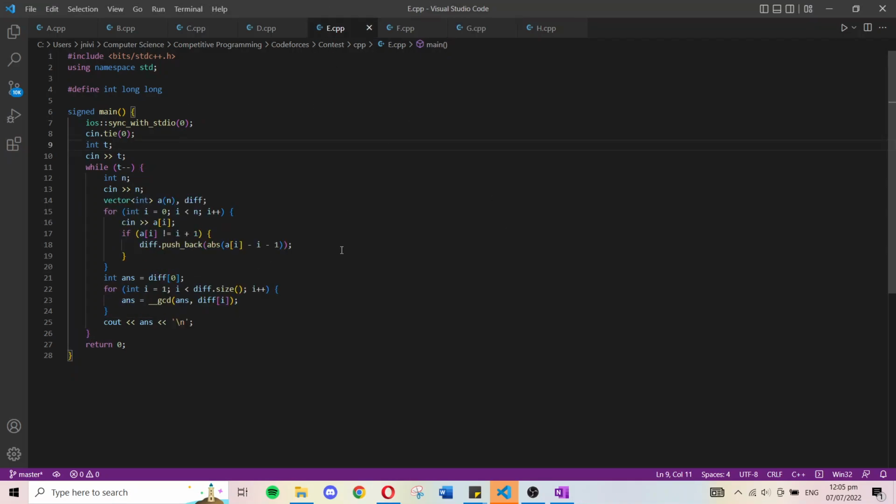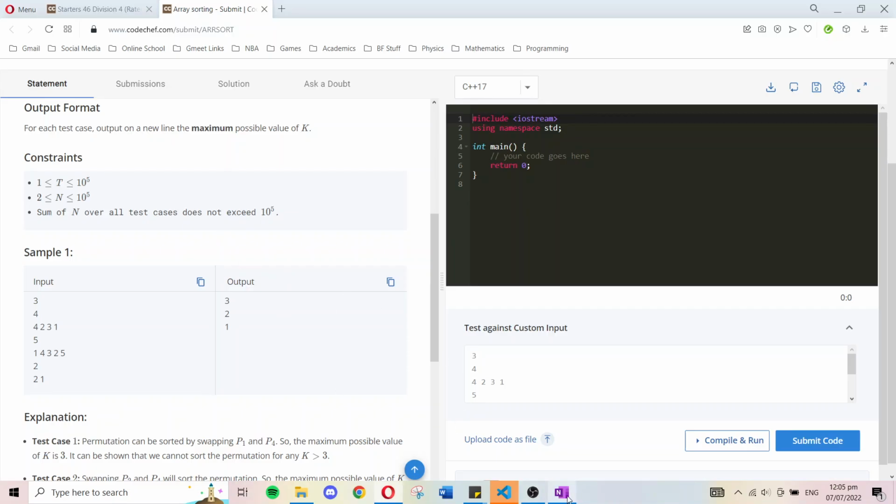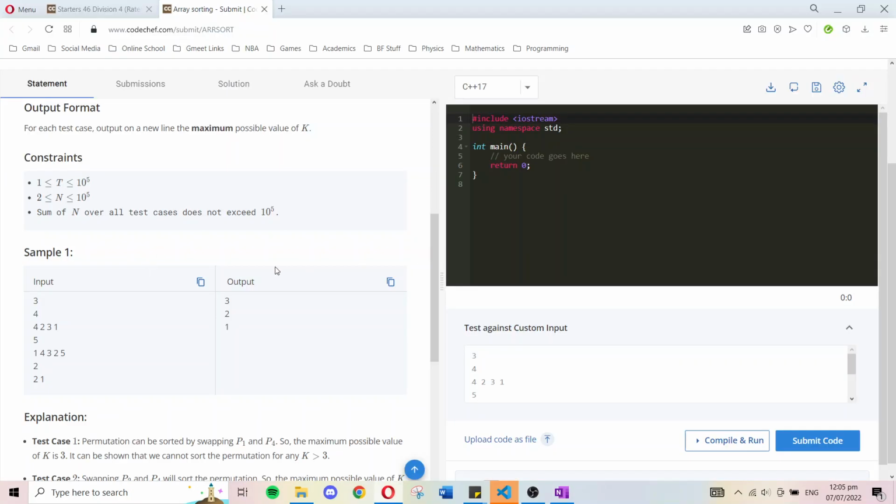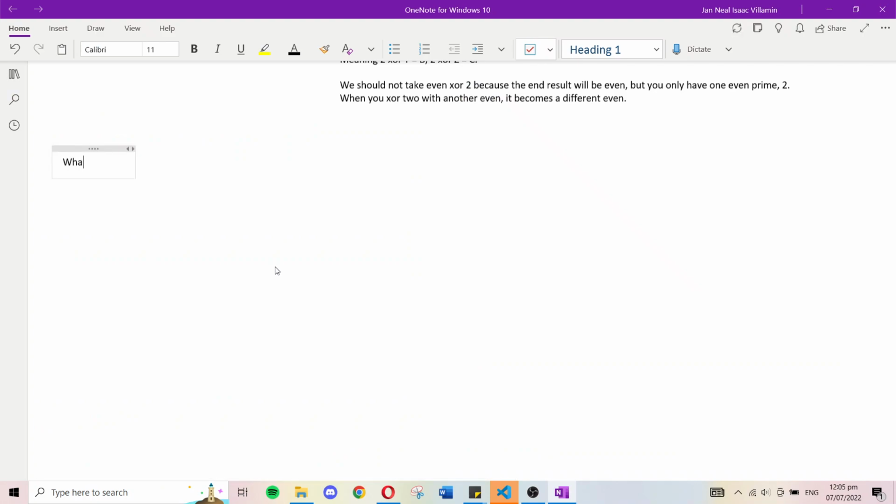So which one is this? Okay, this one right here. Alright, so how do we do this? So what does it mean when the permutation is sorted? Obviously we know what that means, right? It's like this. This is the permutation if it's sorted.